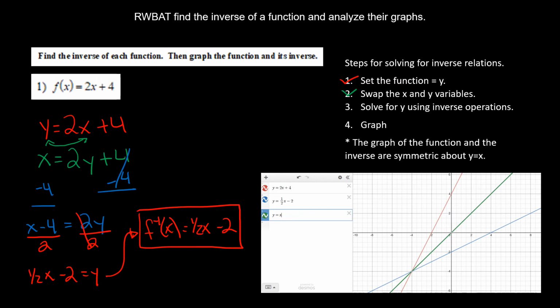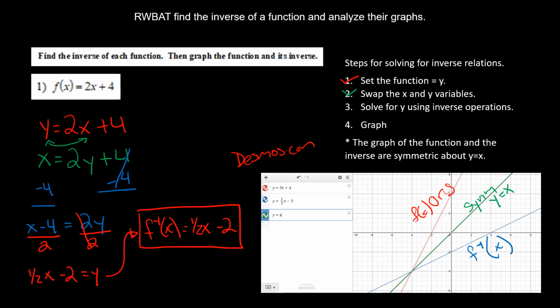Now, what you'll see here on the graph that I have, and this was done using Desmos.com, when we look at the original function line, that original function is this line here, and you'll see that it goes right through here. Our inverse function is this one here. Now this green line, this is our symmetric line. This is y equals x.